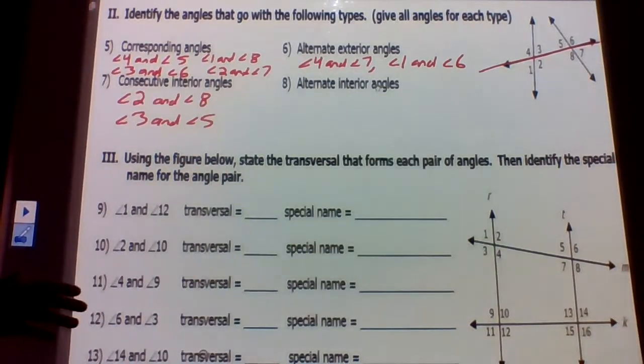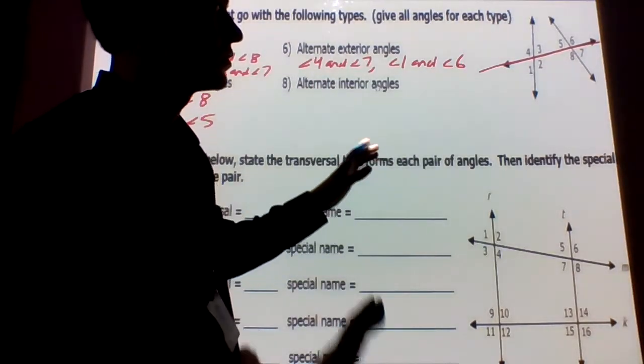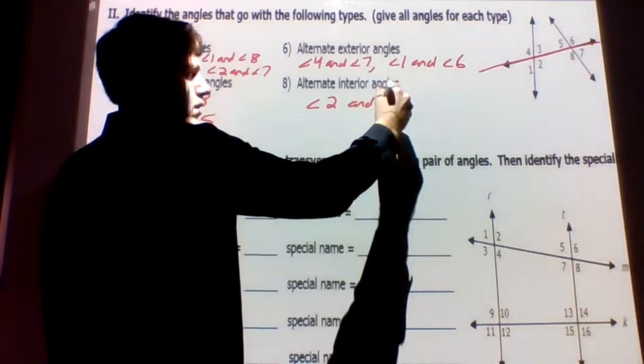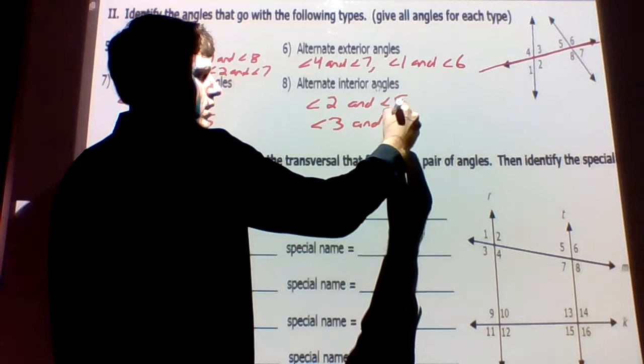Alternate interior angles, so we're on alternate sides of the transversal in between the two lines. So 2 and 5, or 3 and 8.